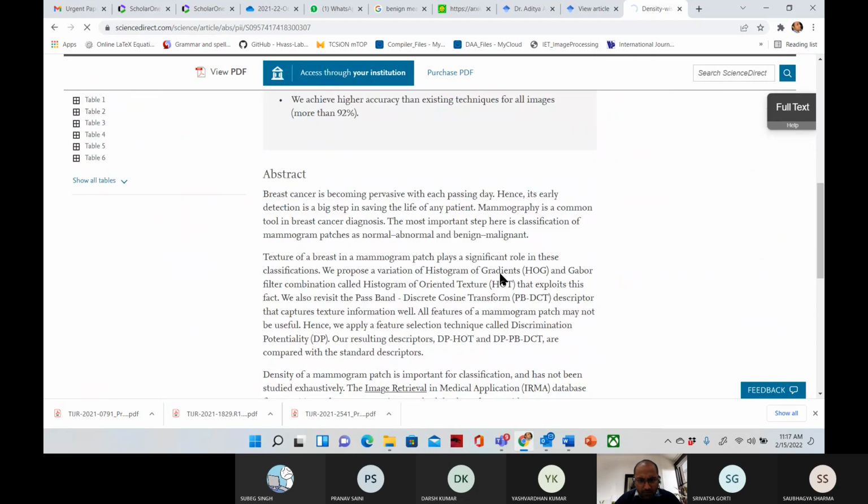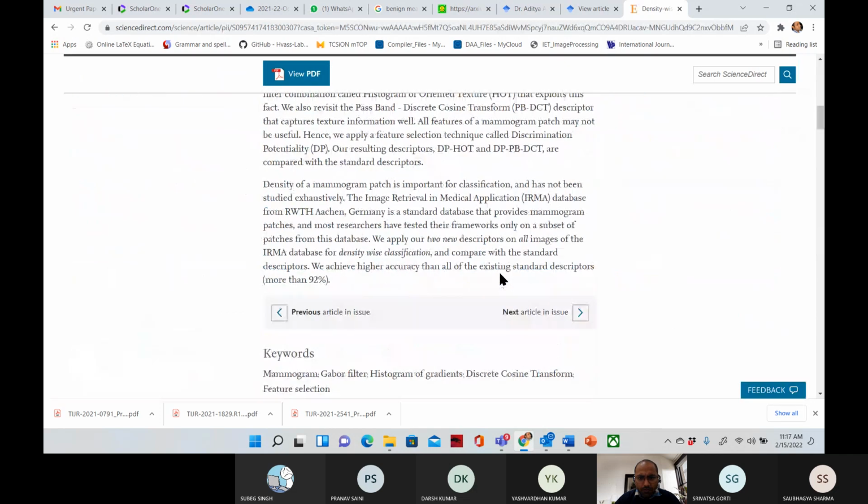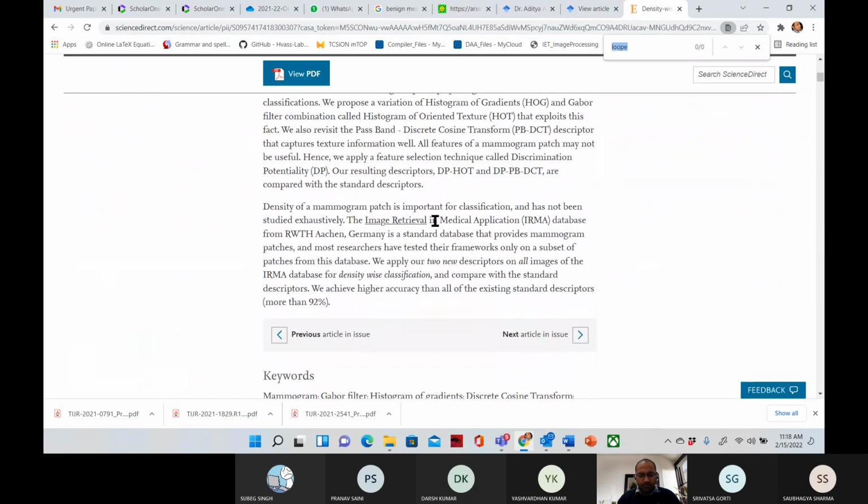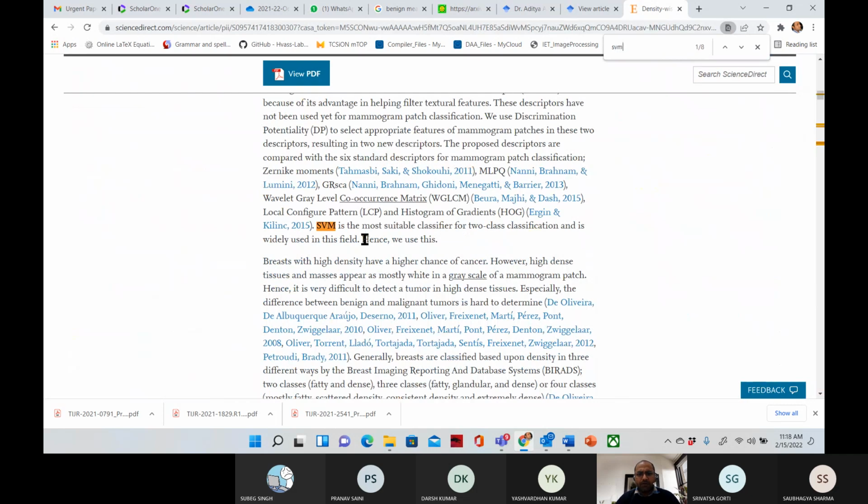So here you can see, I will show you SVM. Control F, SVM. Yeah, you can see SVM. Is it visible? Yes, sir. Support vector machine. The full form is support vector machine.